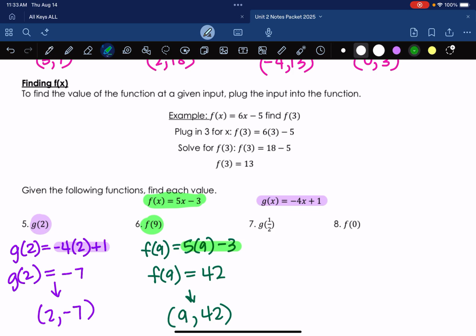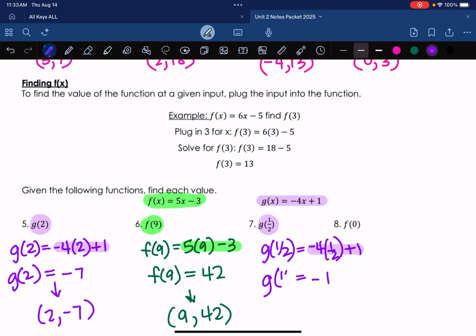And we keep going. Again, g of 1/2 means I'm going back to the g function that I've highlighted in purple. G of 1/2, which we do not like fractions, means negative 4 has to be multiplied by 1/2 and add 1. Plug it into Desmos or your calculator. Half of negative 4 is negative 2, plus 1 should give me negative 1. So you can do fractions, this would be the point 1/2 comma negative 1 if I put this on a graph.